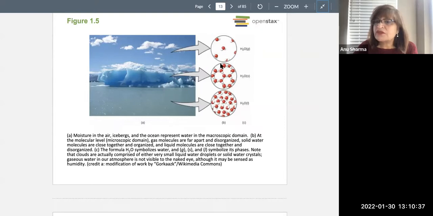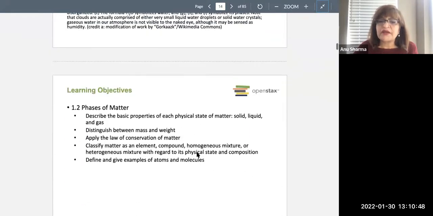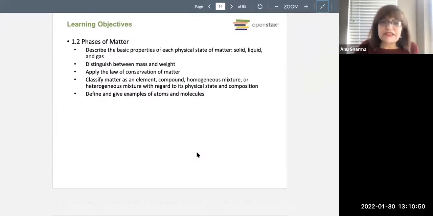That is why they're arranged in this pattern. And in liquids, there is kind of minimum attraction. They're still close, attracted to each other, but they are still not arranged in an order. Okay. So the three states of matter: solid, liquid, and gases, as we have seen.